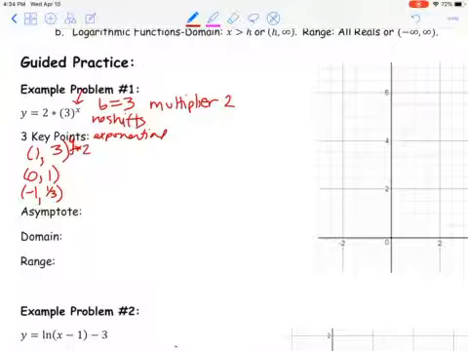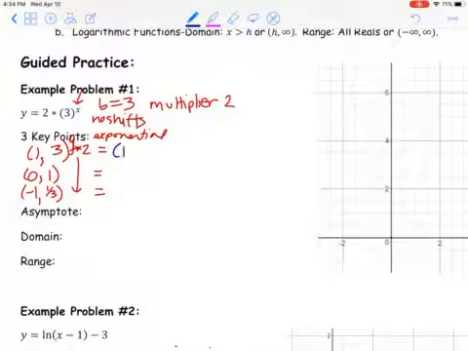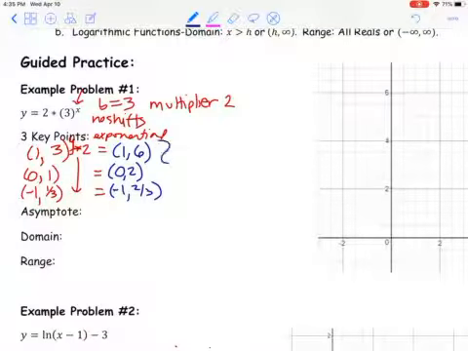so your y times 2, and that becomes 1 and 6. Notice the x didn't change, only the y. 0 and 2, and negative 1 and 2/3. And that's where you go and you actually plot these.